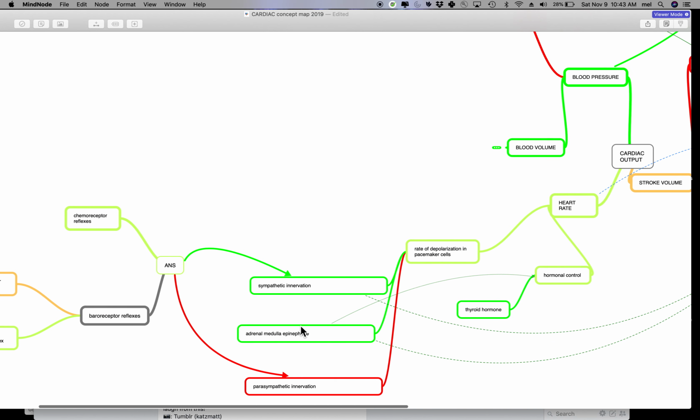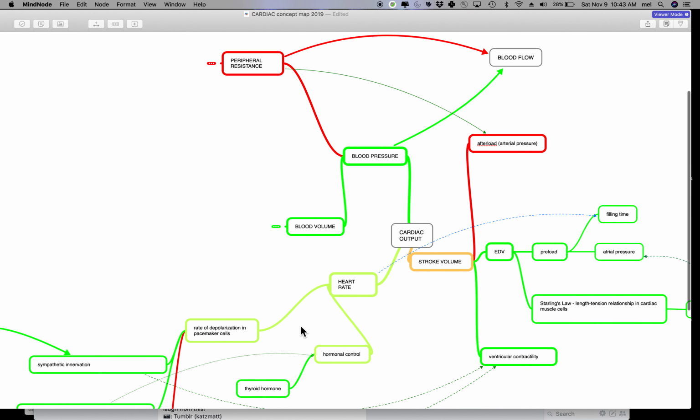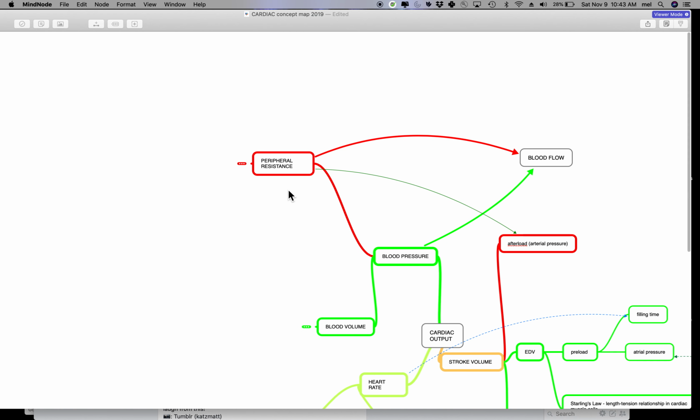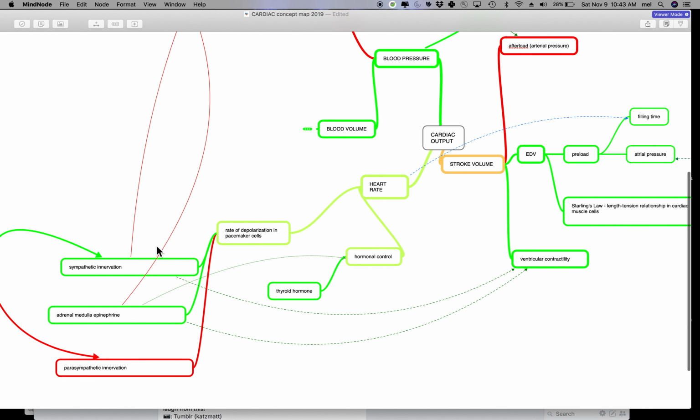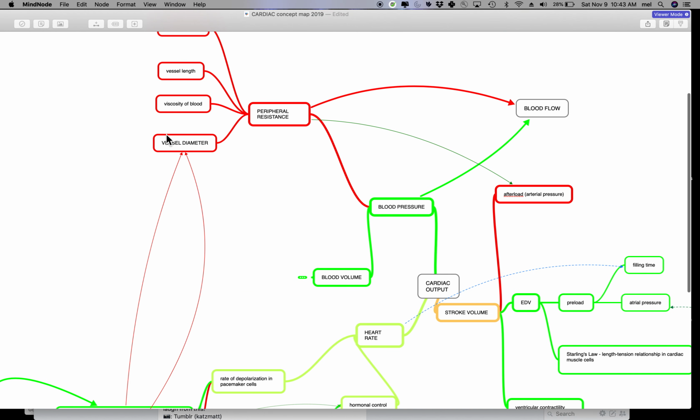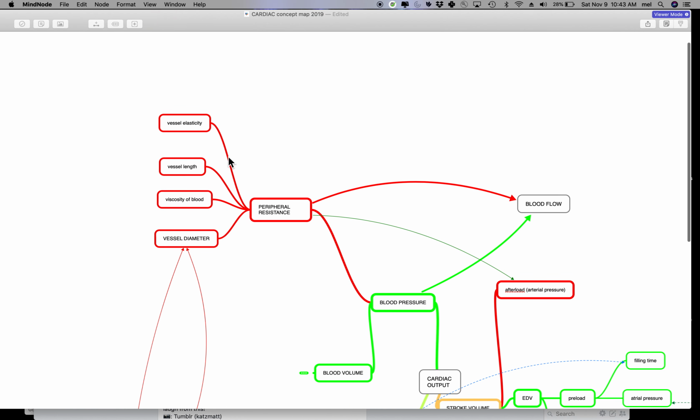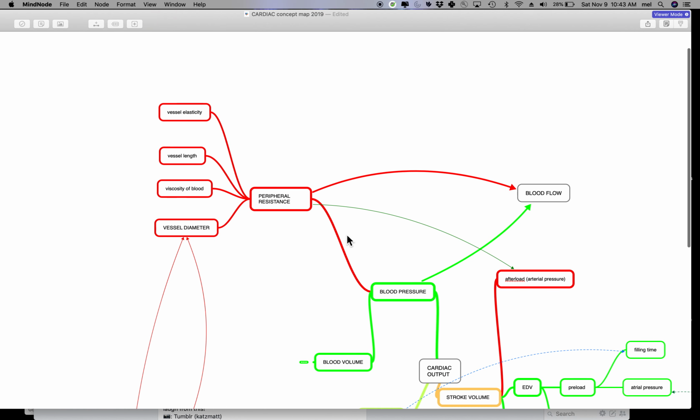Okay, and then the only other thing to cover is sort of what's going on with the vessels, which we kind of already touched on. So what can the vessels do to blood flow? Well, resistance can be impacted by vessel length, the viscosity of the blood, and vessel diameter. The sympathetic and the parasympathetic nervous system also impact vessel diameter. We didn't talk about this one much. I'll touch on it on Tuesday.